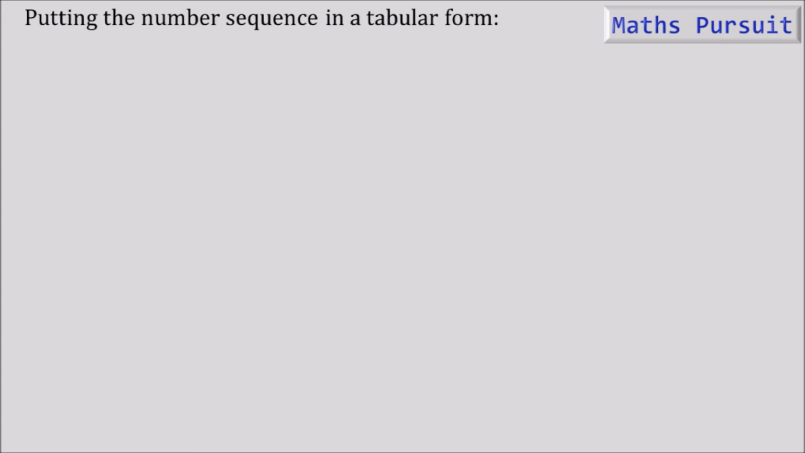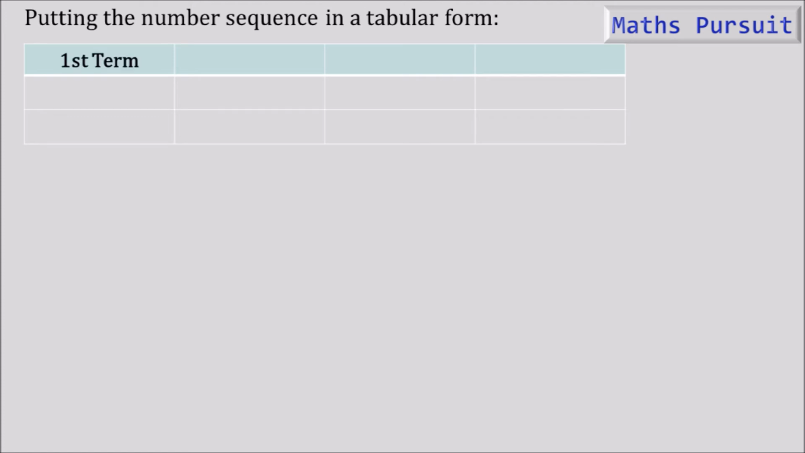Putting the number sequence in a tabular form. Guys, let us put these numbers that we got above in a tabular form so that it would be easy for us to calculate the difference and see whether the number sequence forms an arithmetic progression or not. Now coming to the table, we have just created a table of 4 columns. So we are putting the first term in the first cell, second term in the second cell, third term in the third cell, fourth term in the fourth cell because we are having 4 figures.